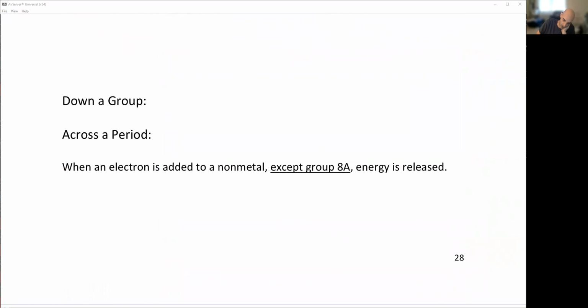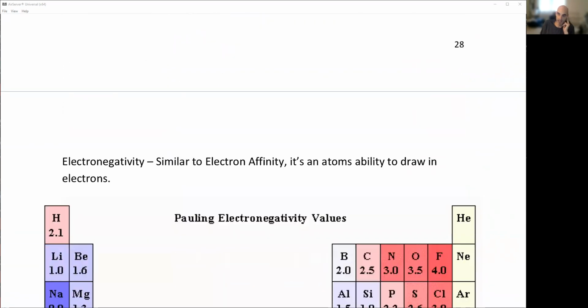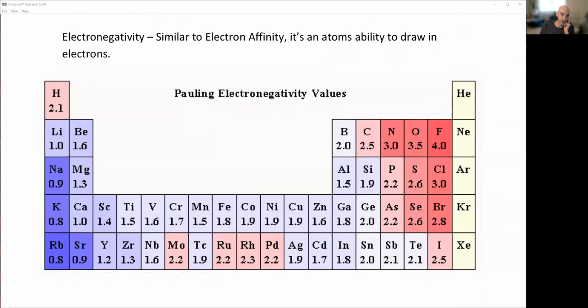Again, just to sum up, you can go back and take a look, but electron affinity down a group decreases, and electron affinity increases across a group. When an electron is added to a nonmetal except group 8A, energy is released. We'll talk about why those energies change in that way, but it has to do with electron configurations.